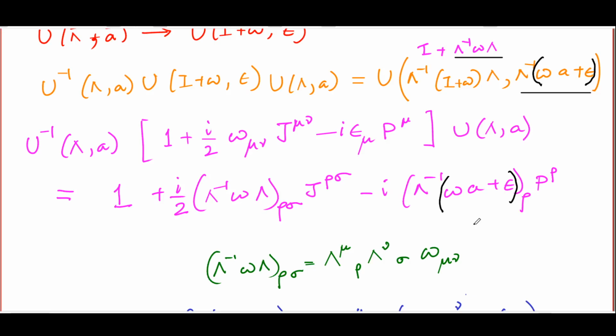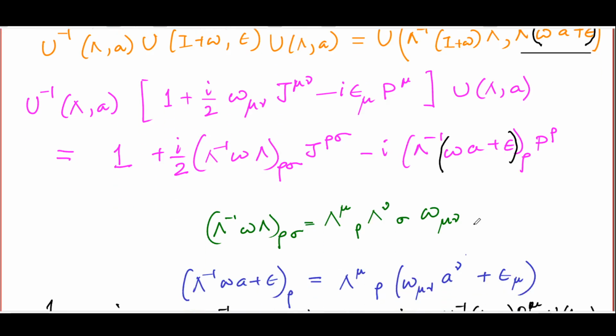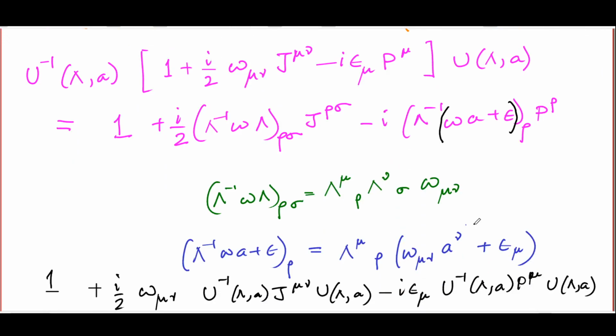So it looks like the error has continued. In fact, it has. And what saves the day for us is this. Lambda inverse omega A plus epsilon's rhoth component. We worked it out and we showed it is lambda omega rho, omega mu nu a nu. I'm not explaining that again here because that's already there in the original video. But the important point is I somehow managed to get back the bracket here. This is really lambda mu rho epsilon mu.